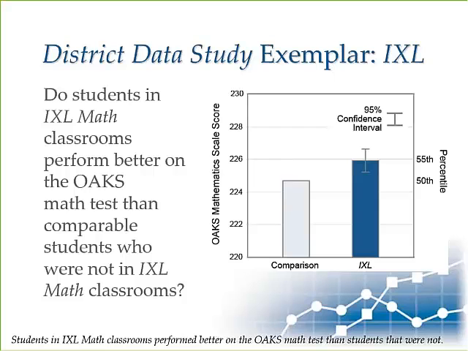And what we found was that students in IXL classes perform better on the OAKS test. The result is represented in the graph on the right. Performance on OAKS is measured along the vertical scale, and we see that the bar representing IXL performance is higher than the bar for the comparison group. Also, the 95% confidence interval, which is at the top of the IXL blue bar clears the top of the bar for the comparison group. And this is a way to represent the fact that the difference between the IXL and comparison groups is unlikely to be the result of chance alone.